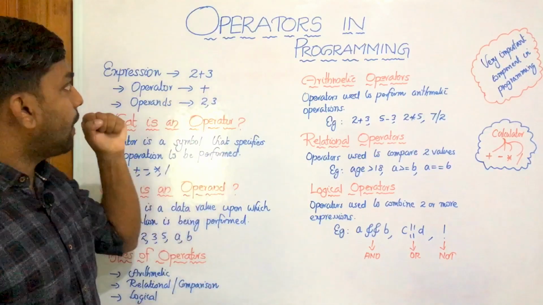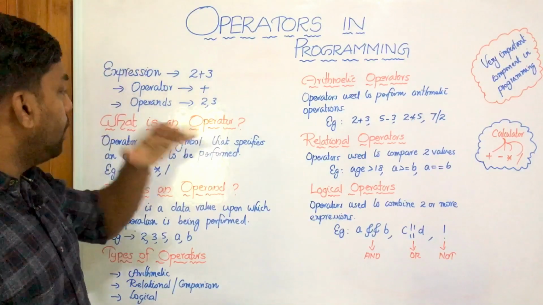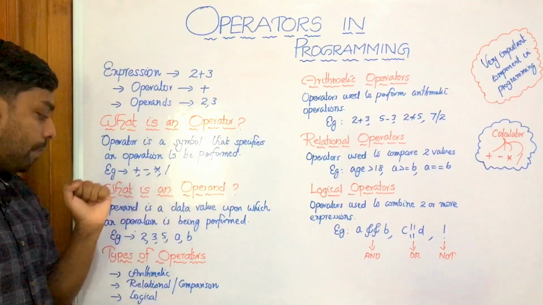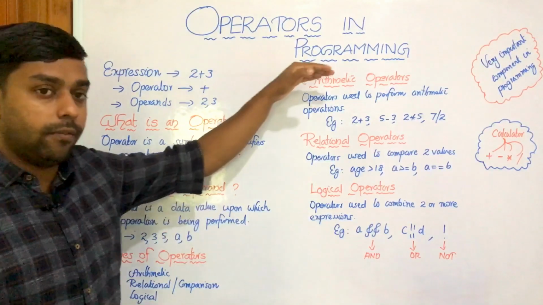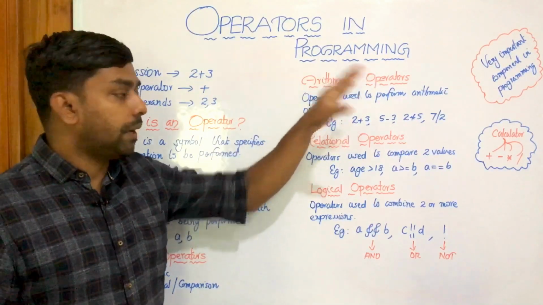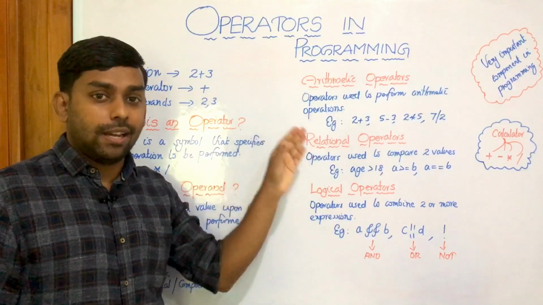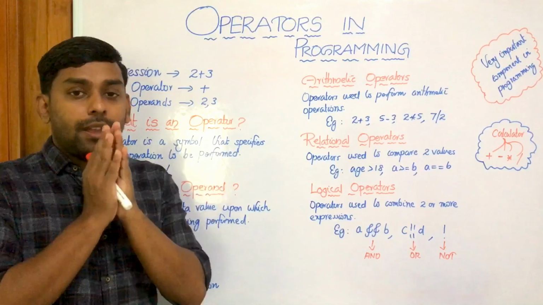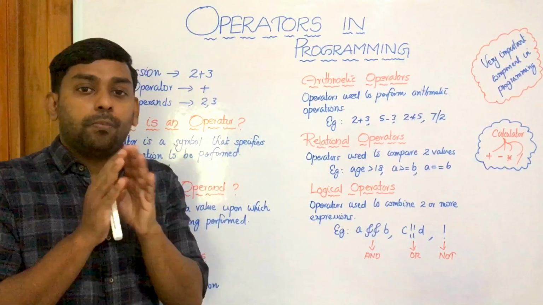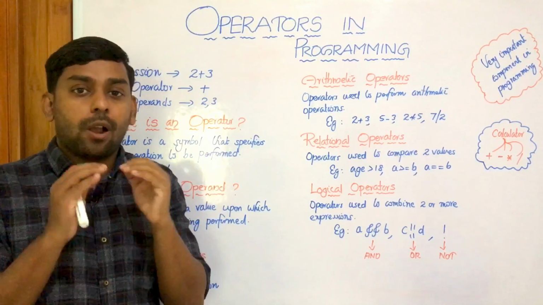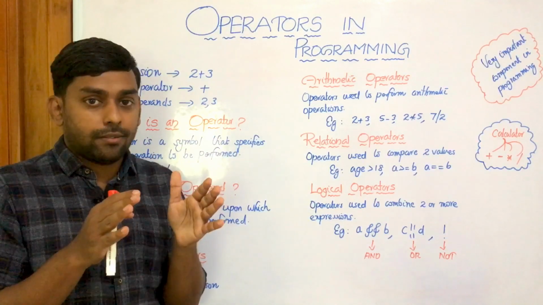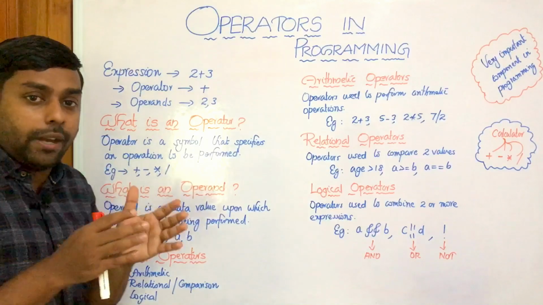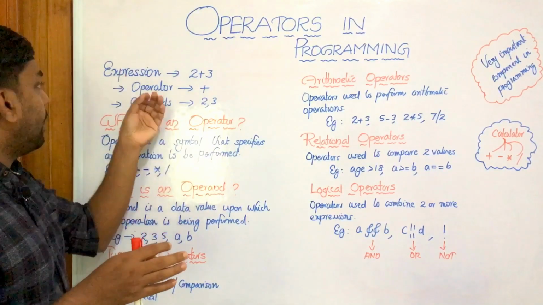So let's get started. We will be looking at what is an operator, what is an operand, and types of operators, and we will be explaining different types of operators: arithmetic operators, relational or comparison operators, and finally logical operators. I hope you have already learned the concept of operators in mathematics, right? Yes. So here first, before getting into operators or operands, let's look at an expression.